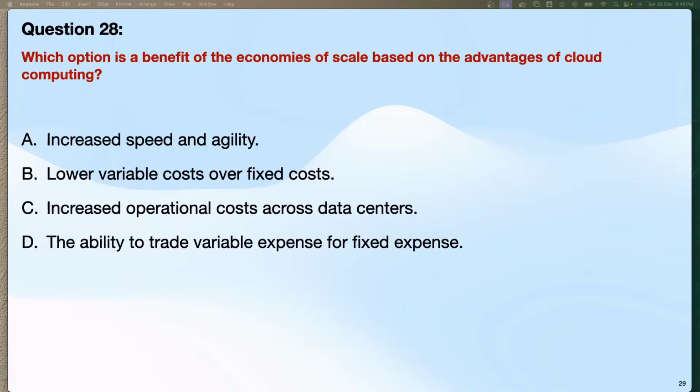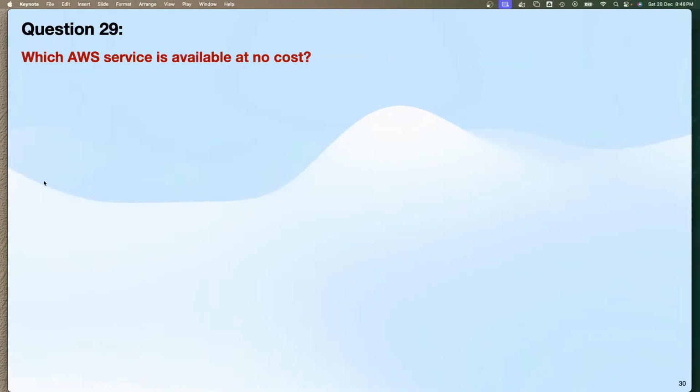So remember, economies of scale is rather than paying fixed cost upfront on-prem, we are paying the variable cost as we are growing. So that's economies of scale of the cloud, an advantage of cloud computing. So for 28, the answer is B. So let me go to question number 29.